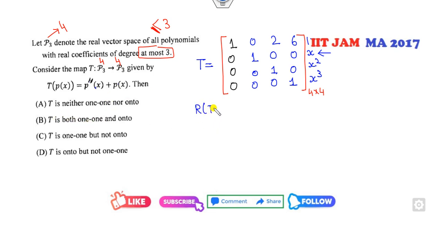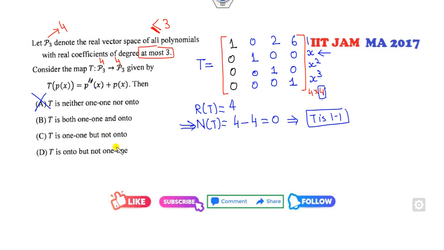What is the rank of this? Rank of T is my 4, all are non-zeros, which is the same as the number of rows. Fine. Now what is the nullity? Column minus rank. Fine, it is my 0. So whenever the nullity is 0, what is the meaning of that? T is one-one. Fine. So this option, not one-one, is cancelled.